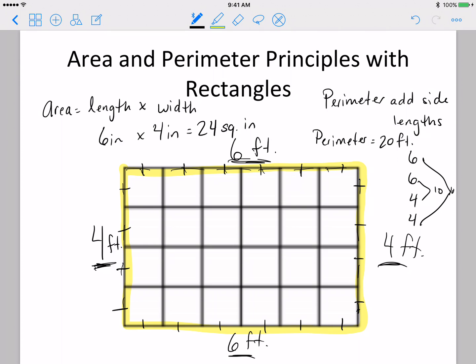So perimeter, you're adding up the side lengths. So add 6 plus 6 plus 4 plus 4. Compare that to area where we multiply 4 by 6. We're measuring the inside. Perimeter, we're measuring the outside. Area, we're measuring the inside. We're going to do a couple more examples.